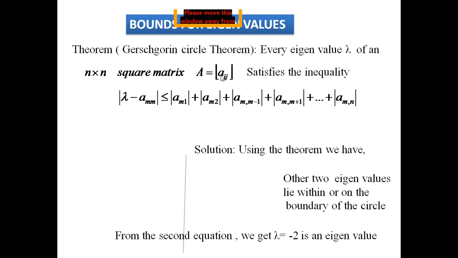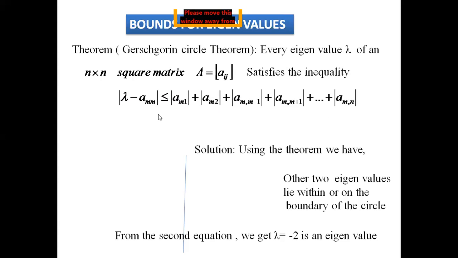Select any row of this. It may be the first row, then you write a11, second row a22, third row a33. Take any row, let it be the mth row. Then lambda minus that diagonal element, that is a_mm, is always less than or equal to the sum of this. What does this represent? This is positive. You have to take the absolute value of the remaining elements, a_m1 and so on in that row. Add all of these, and this magnitude value will be less than or equal to that sum.